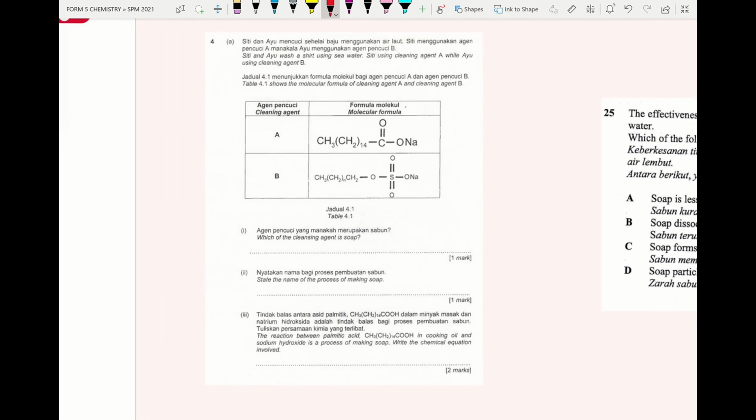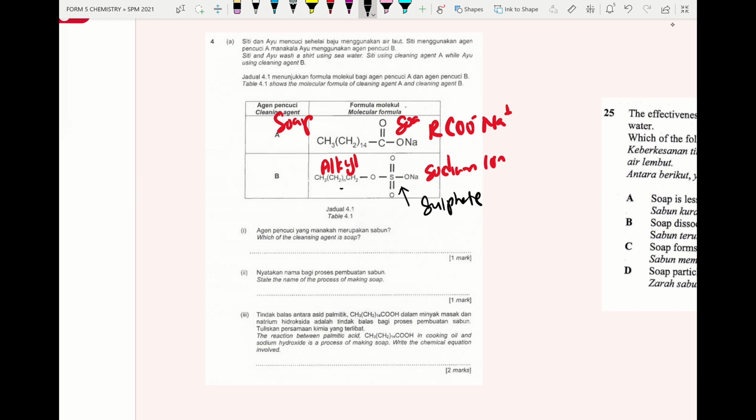Please check this question. Once we see here, RCOO negative and A positive, this is known as soap. So A is known as soap. This is the alkyl group, this is the sodium ion, and here we have SO4, which we call sulfate. So the name of this detergent is sodium alkyl sulfate. Please remember. Which cleaning agent is a soap? The answer is cleaning agent A.